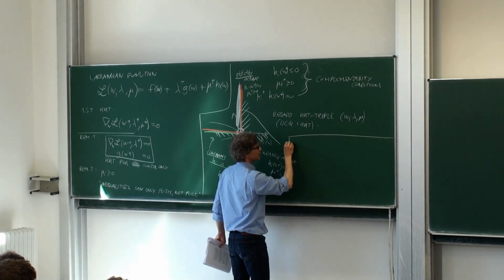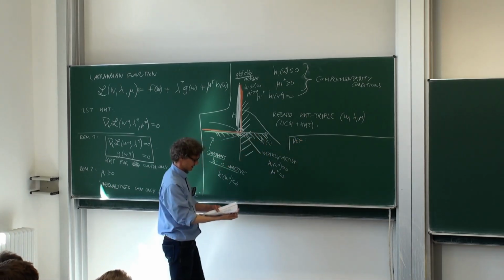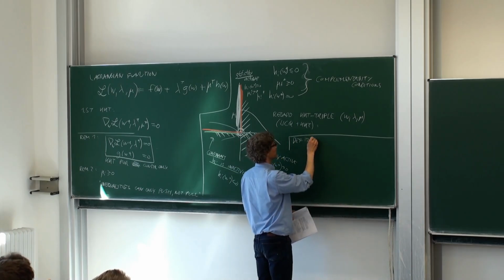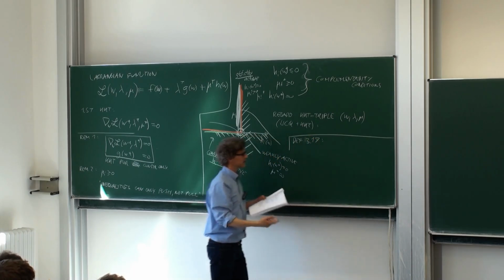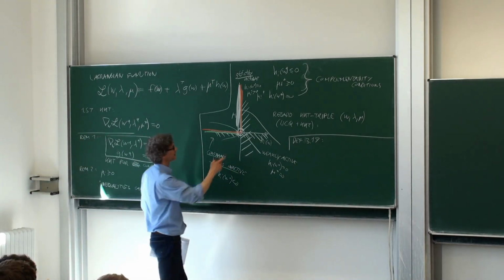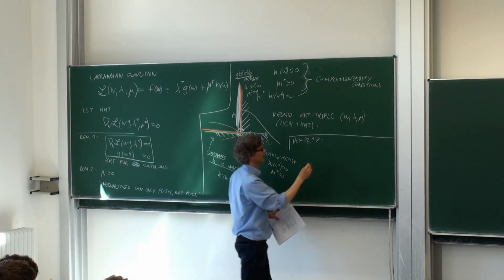And then there is some definition that sometimes is useful to make, and it's an assumption. 317. At such a point we say that strict complementarity holds if there is nothing that's weakly active. So we are either here or there.